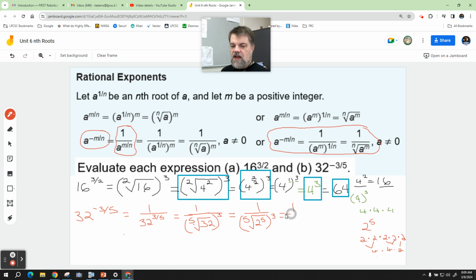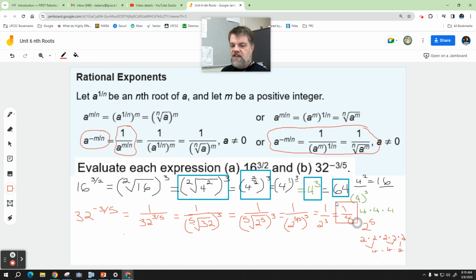Next way we can write it is 2 to the 5 over 5 to the 3rd power. That reduces down to 1 over 2 to the 3rd power. Anybody in here off the top of their head know what 2 to the 3rd power is? 8. And that is actually our final answer.